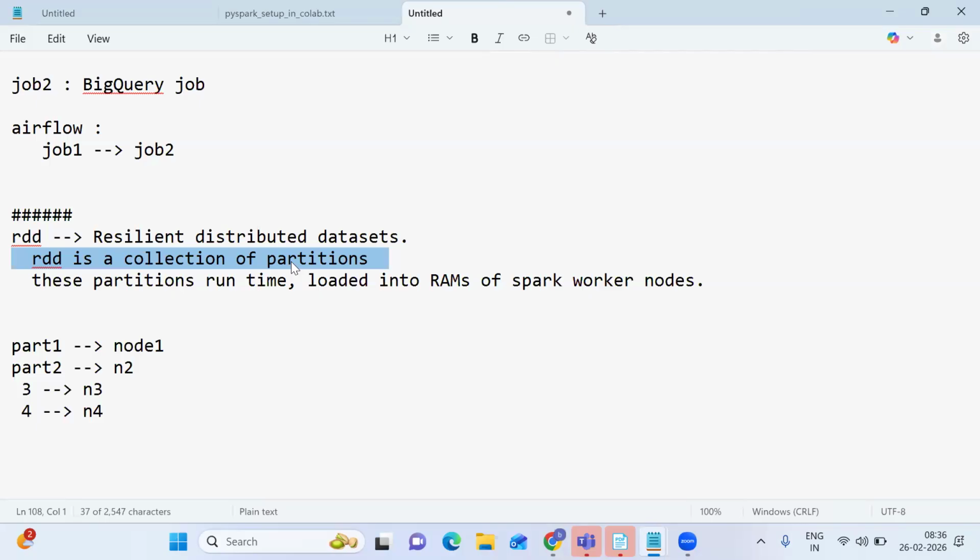Understand the point, sir? These partitions are loaded into the worker nodes at run time. To find my total sales, all these 100 nodes run in parallel. So within less than 1 minute, I will get the result. If you execute the same in other systems, it may cross 1 hour. Got it? That is the meaning of RDD. Spark understands RDD.